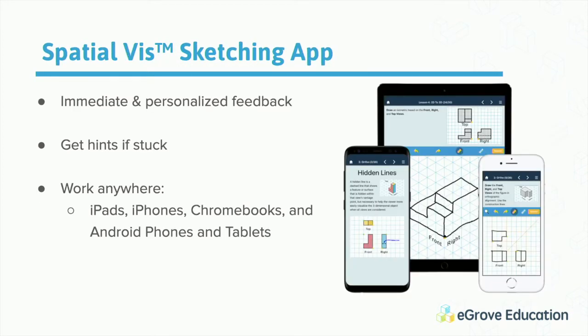Another way to improve your sketching and your spatial skills is through the Spatial Vis sketching app. The app runs on a touchscreen device, so Apple or Android phones, tablets, and Chromebooks. And what's nice about it is it has an automatic grading algorithm, so you can get immediate and personalized feedback. So you get hints when you're stuck, and you can instantly see how you're sketching and improve your sketching skills. And it goes through all sorts of different modules.